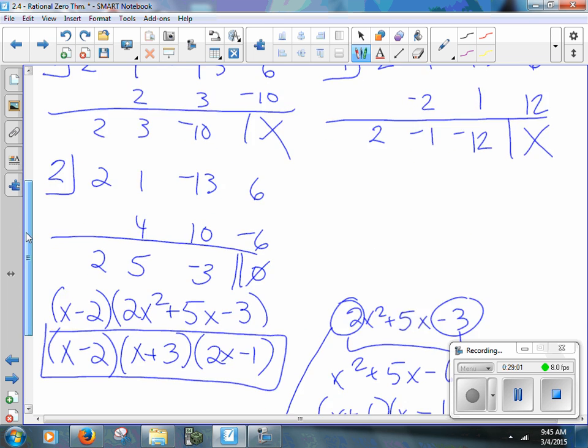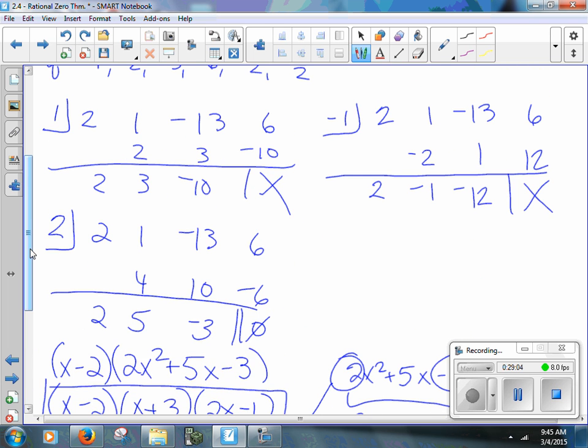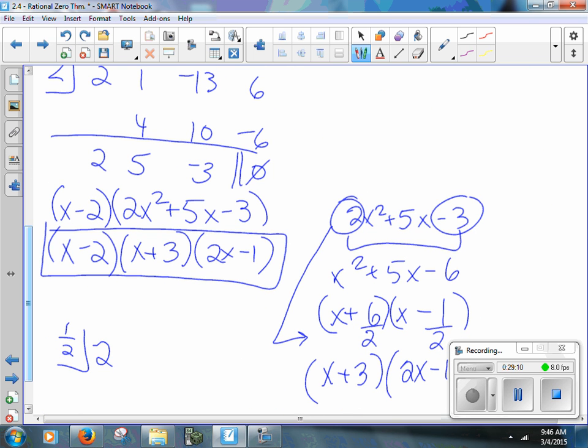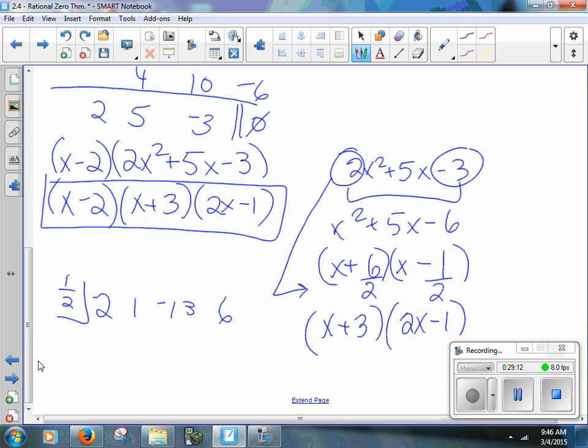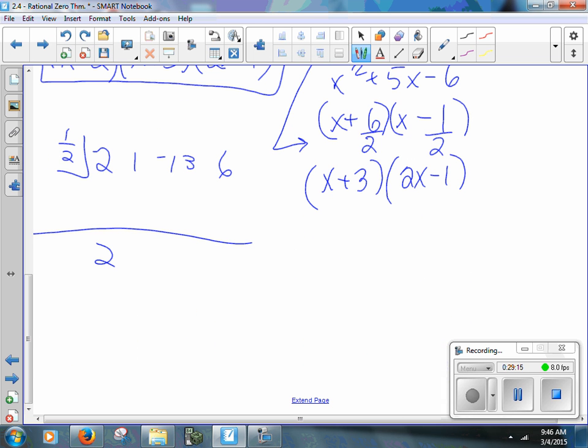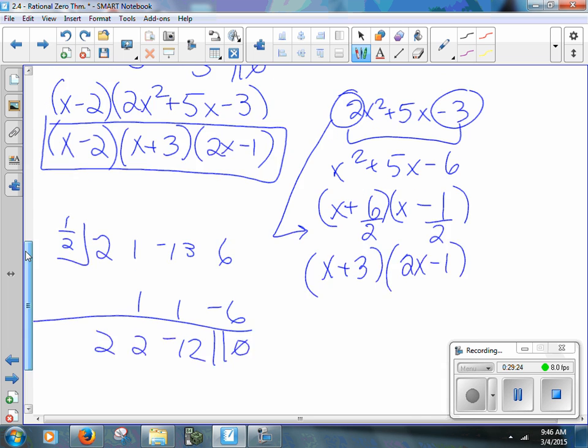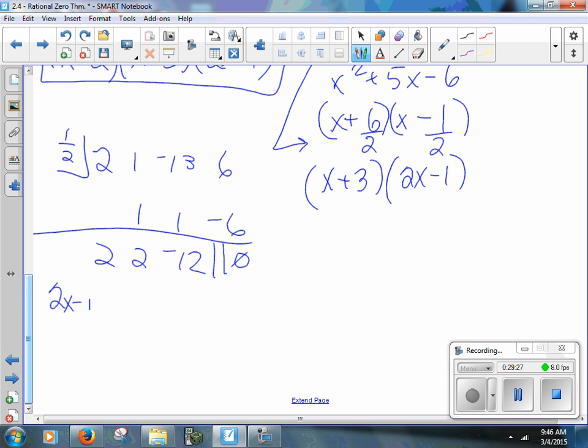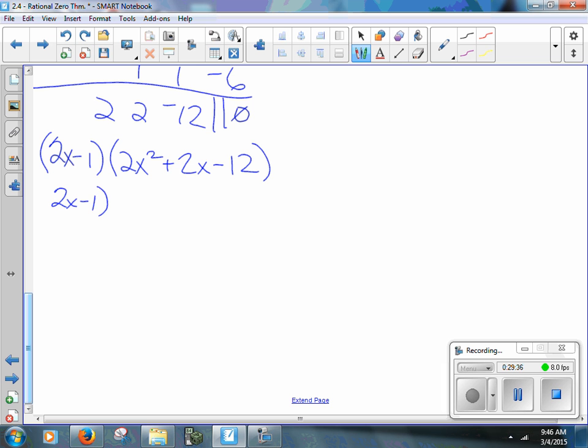Okay, hold on. You put 1/2 in the box, and did you plug it into 2, 1, -13, 6? I need to see it, Brandy. 1/2 of 2 is 1. 1/2 of 12 is 6. So you would have had 2x minus 1, right? 2x squared plus 2x minus 12. And then you would have done 2x minus 1 times 2 times x squared plus x minus 6.